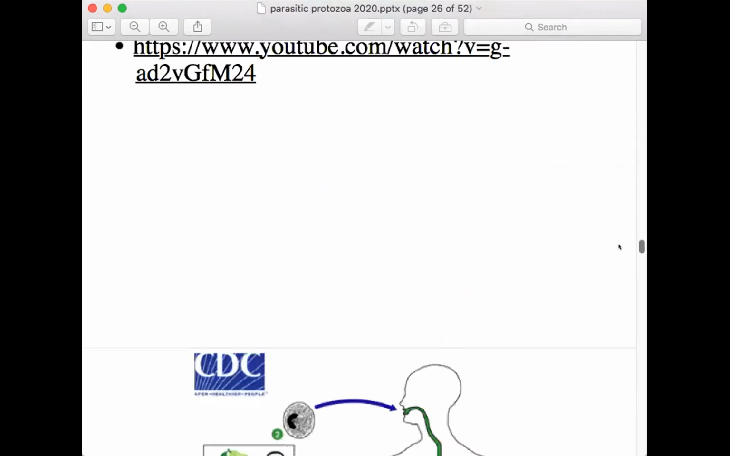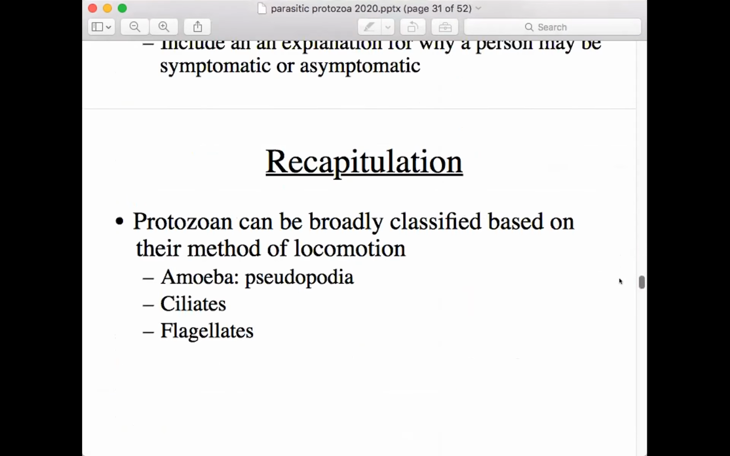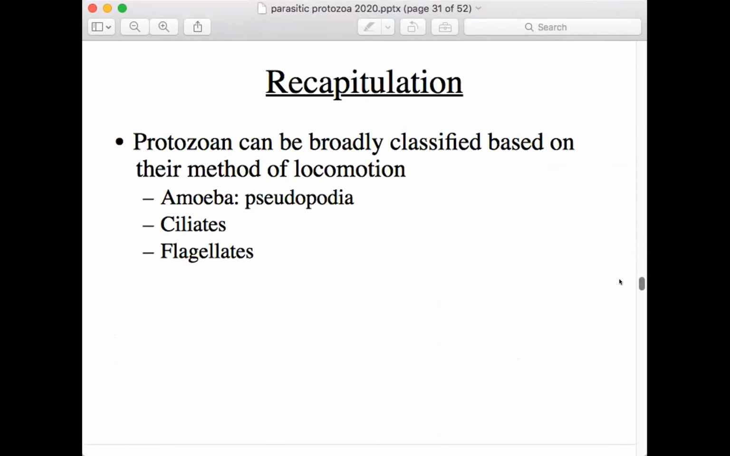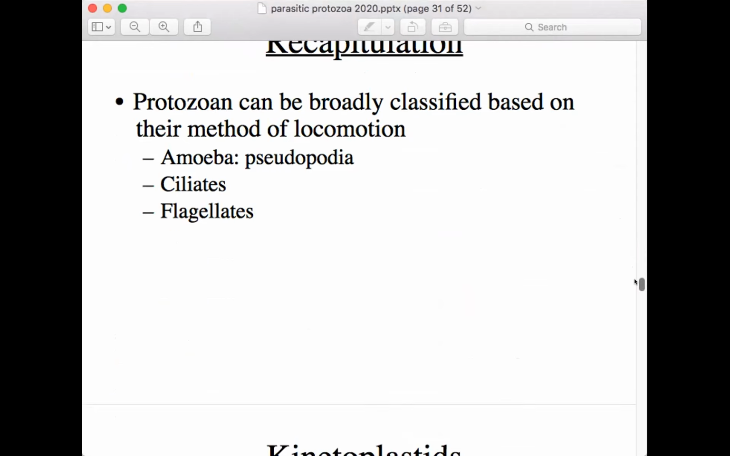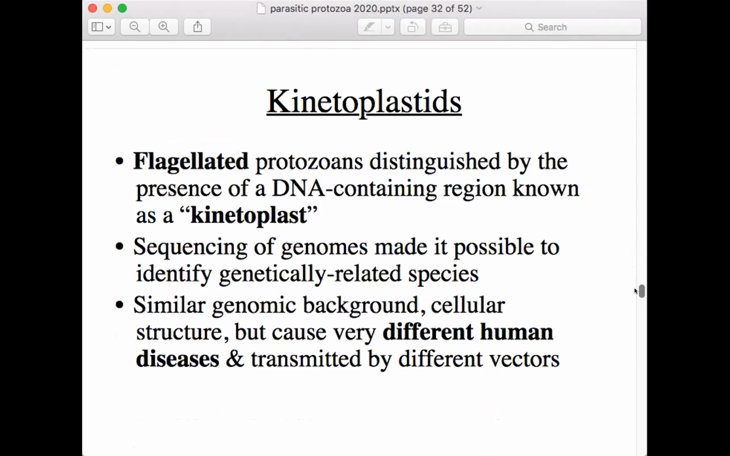And today we are going to look briefly. So our recapitulation was that we know that protozoans can be broadly classified based on their mode of locomotion, right? So the amoebas are using those pseudopodia, and then we have ciliates and flagellates, where the flagellates are characterized by the presence of one or more flagella. And then the ciliates contain those small, thin, hair-like projections protruding from their body, all right?